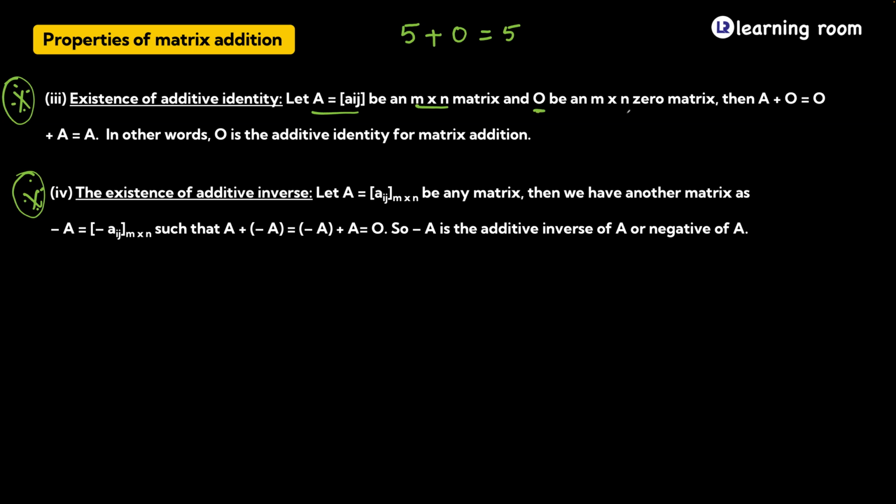Then let O be the zero matrix of order M cross N, so that A plus O is going to be the same as O plus A, which is going to be the same as A itself. Okay, so in other words, what can you say? O is called the additive identity for matrix addition. Right. Now, what do you mean by additive inverse? So if I have a number 5, I need to add a number here so that I get a 0.